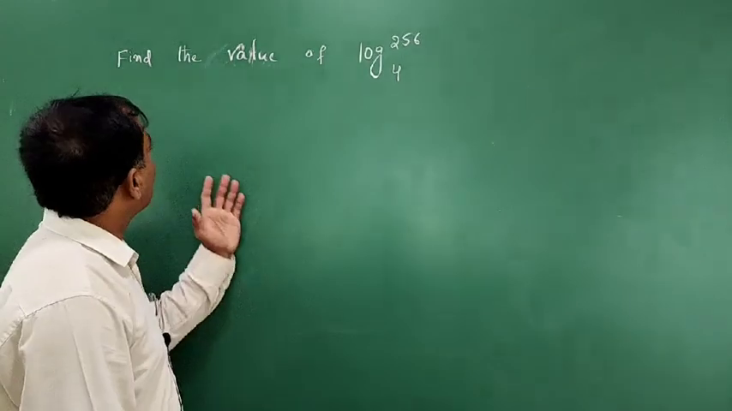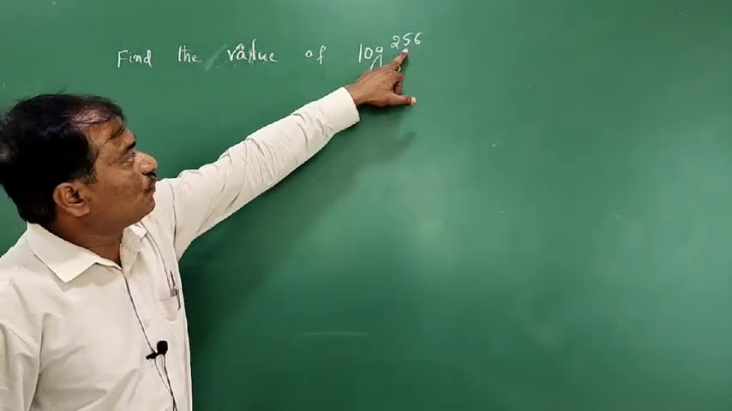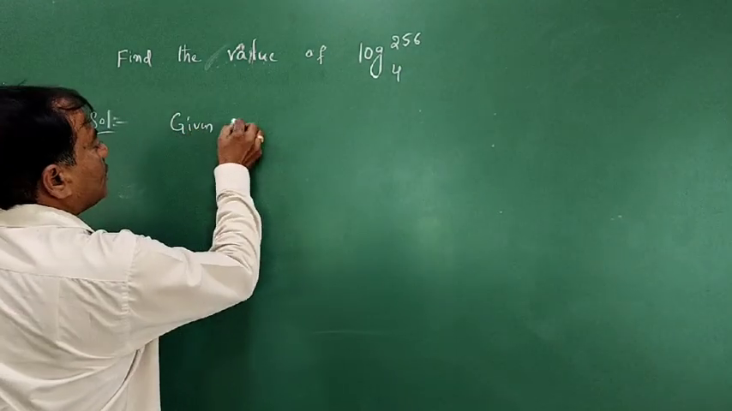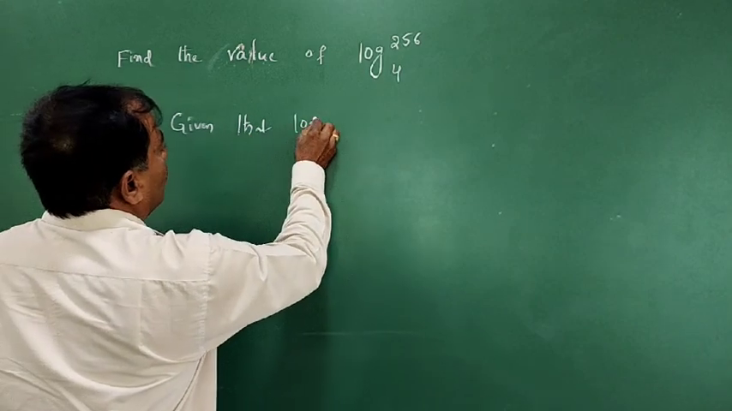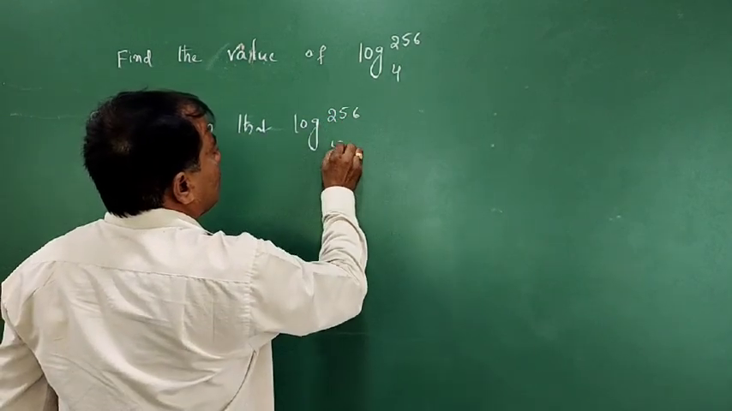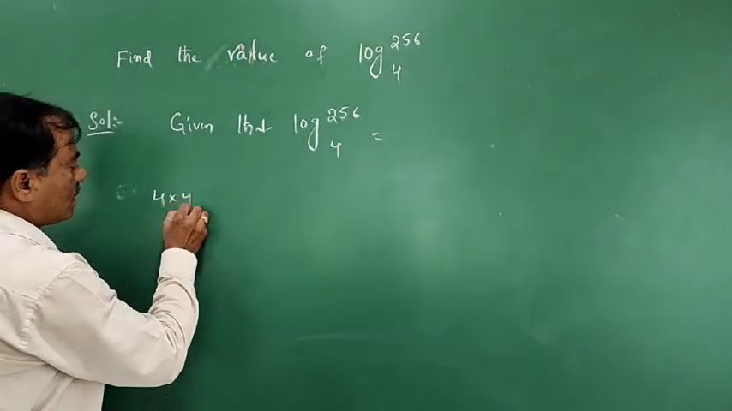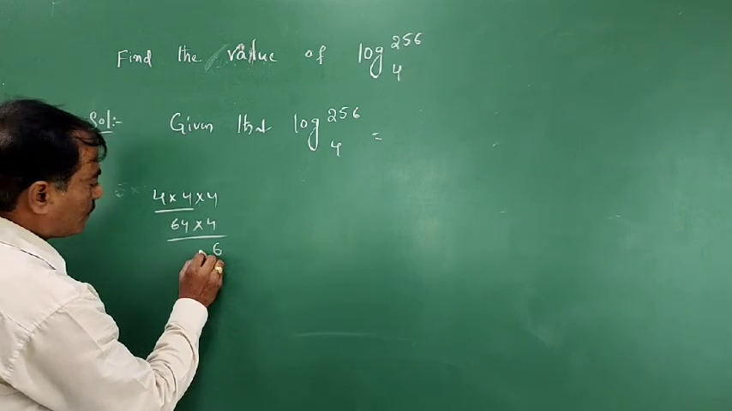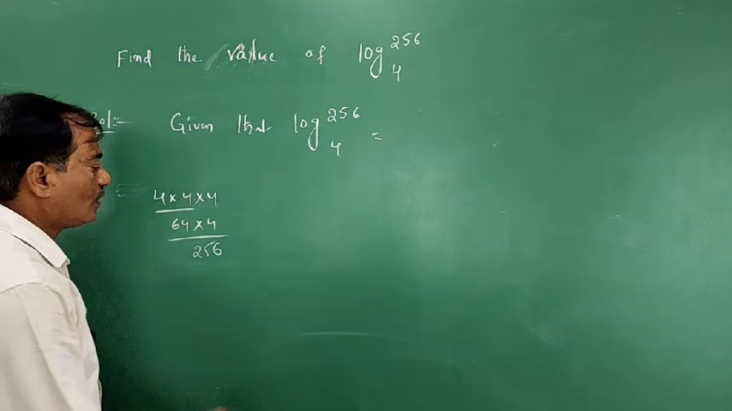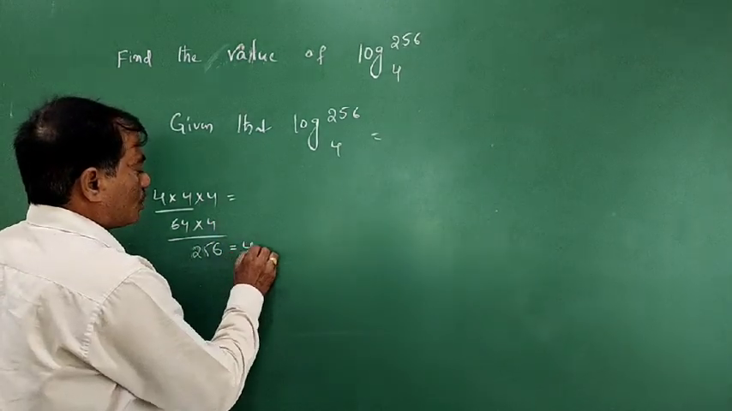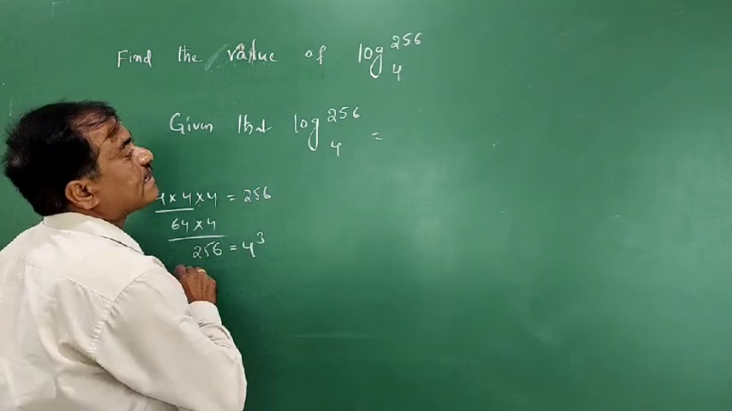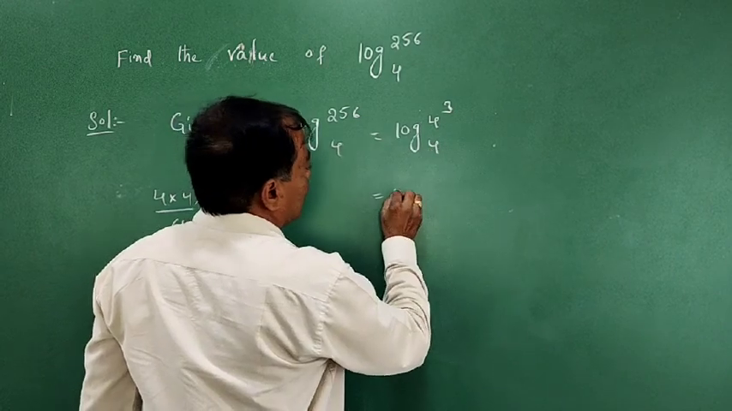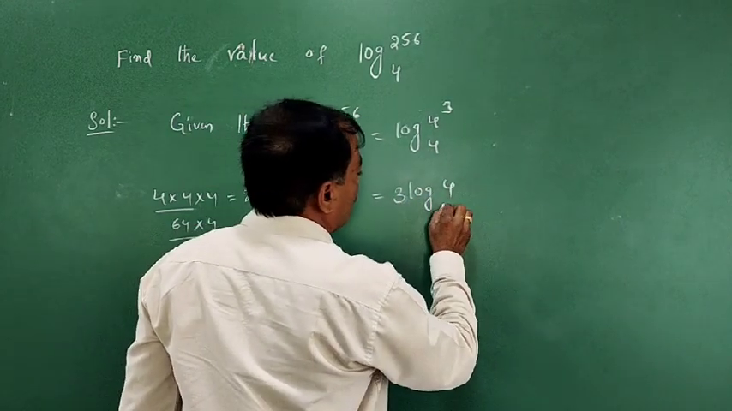Just read the next example: find the value of log 256 to the base 4. Given log 256 to the base 4. Here 4 fours are 16, 16 fours are 64, 64 fours are 256. So 4 cube is 256. Therefore log 4 cube to the base 4, which is 3 log 4 to the base 4.